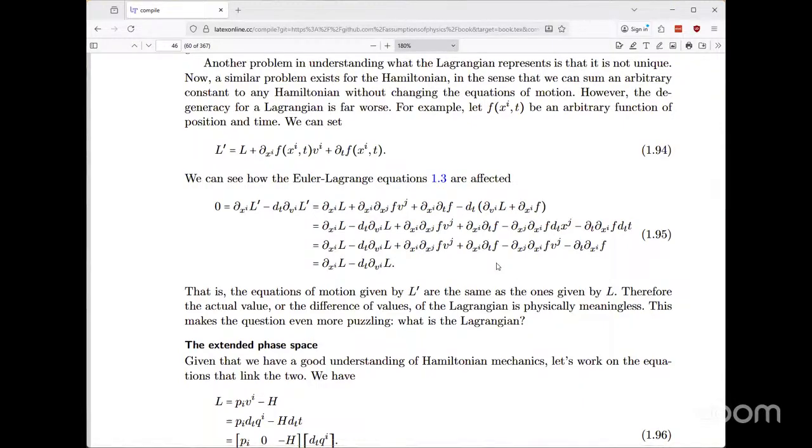That is, the equations of motion given by L' are the same as the ones given by L. Therefore, the actual value or the difference of values of the Lagrangian is physically meaningless. This makes the question even more puzzling. What is the Lagrangian?